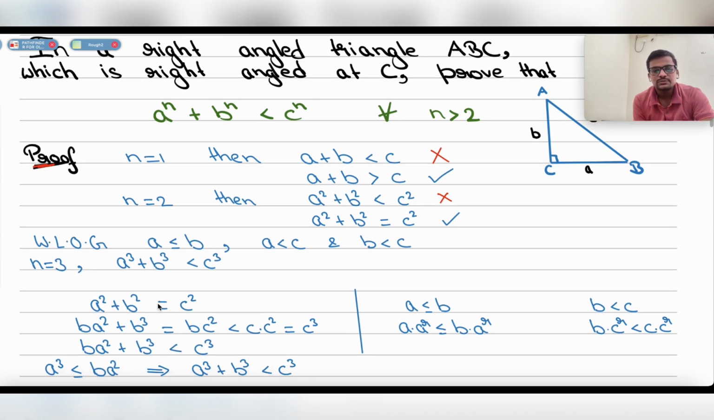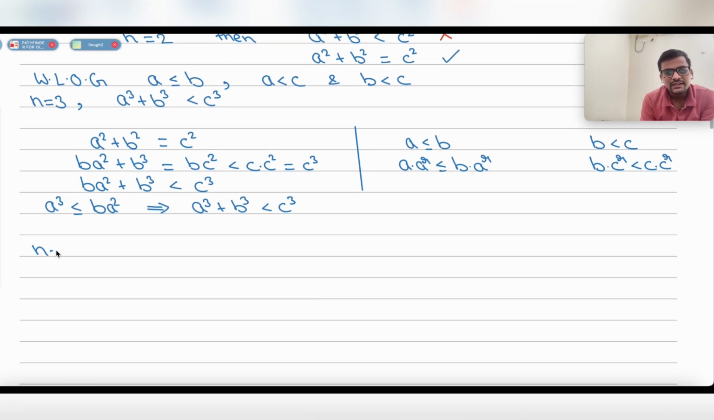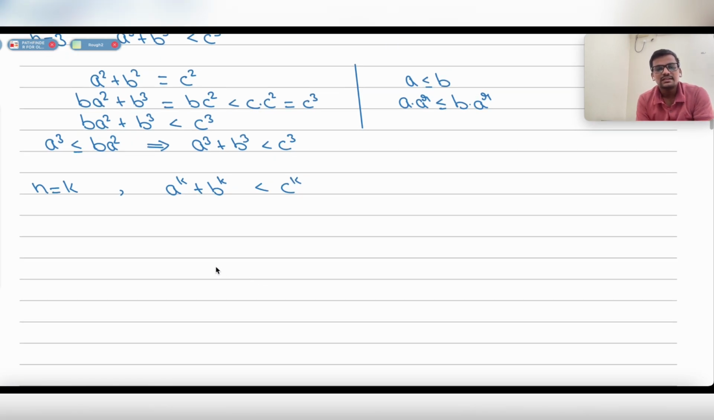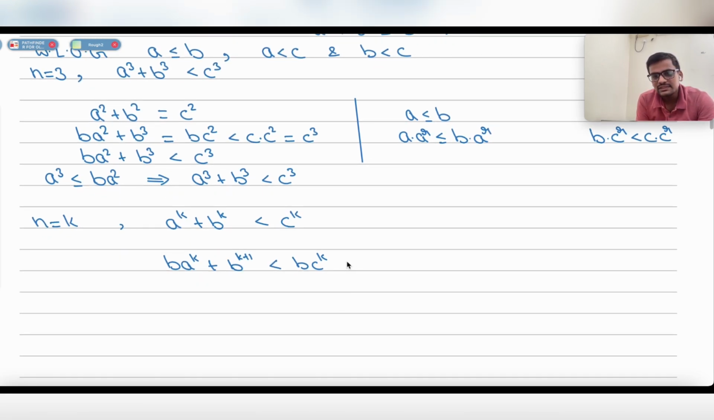Now we will assume that this inequality is true for n equal to k. Then we get a to the power k plus b to the power k is less than c to the power k. Now I want to prove that this is true for k plus 1 also. To prove that, I will multiply by b on both sides, because b is positive, so it will not change the inequality, right? So we will get b c to the power k. Now with this property, we can say that this should be less than c to the power k plus 1.